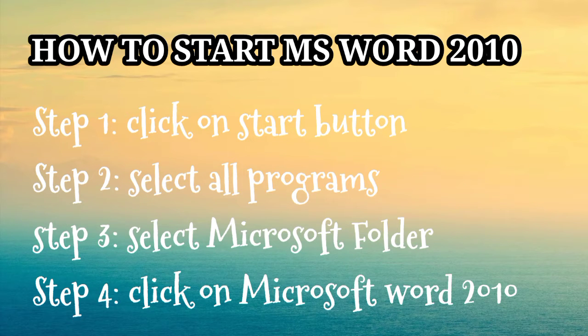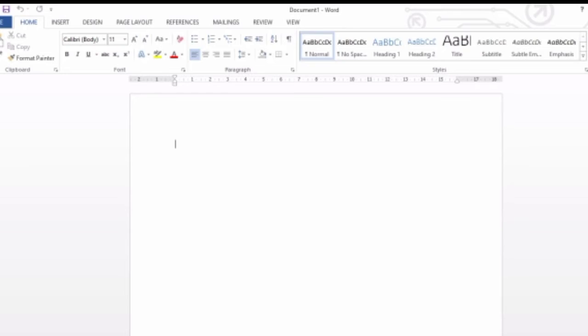Now let's learn how to open MS Word 2010 on our computer system. There are two ways to start MS Word 2010. The first way is to click on the Start button, select All Programs, find the Microsoft Office folder and then click on Microsoft Word 2010. Another method is to double click on the shortcut icon of Microsoft Word on the desktop. Now an empty window titled Document 1 Microsoft Word appears on the screen.